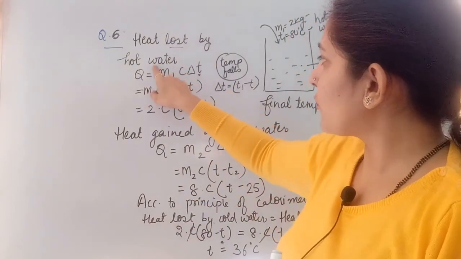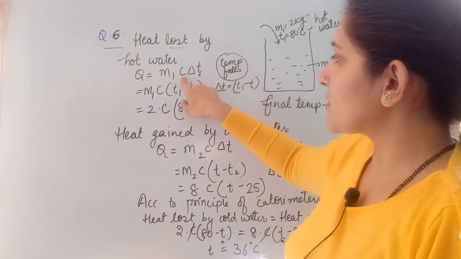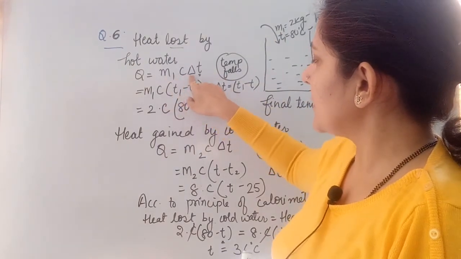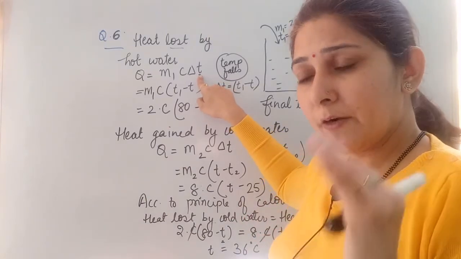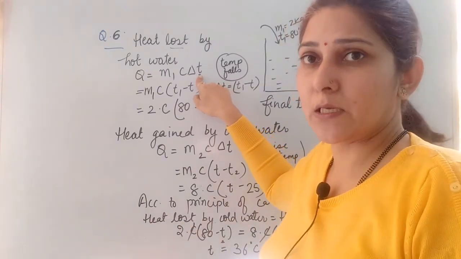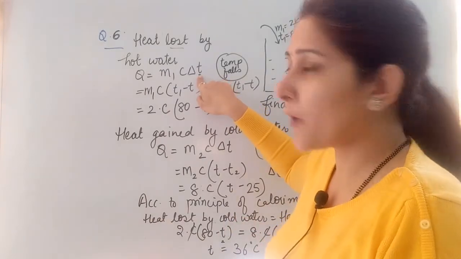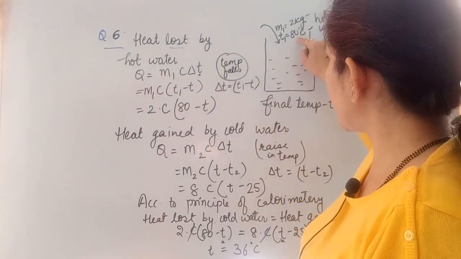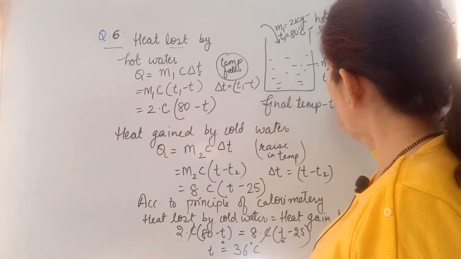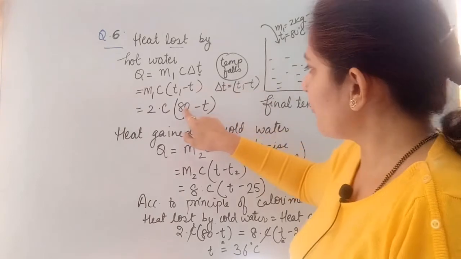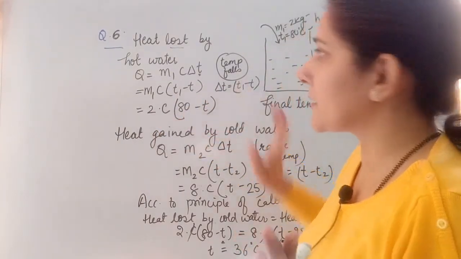Heat lost by hot water, this is M1. We have considered it as M1, T1, and C is the specific heat capacity. Q is M1 C delta T. Delta T is the change in temperature. First you need to understand whether the temperature falls or rises. Here the temperature falls because heat is lost. Okay, so initially the temperature is 80, and the final temperature will be somewhat less than this. So the initial one we write here, and we subtract the smaller one. Substitute the values, you will get this equation.